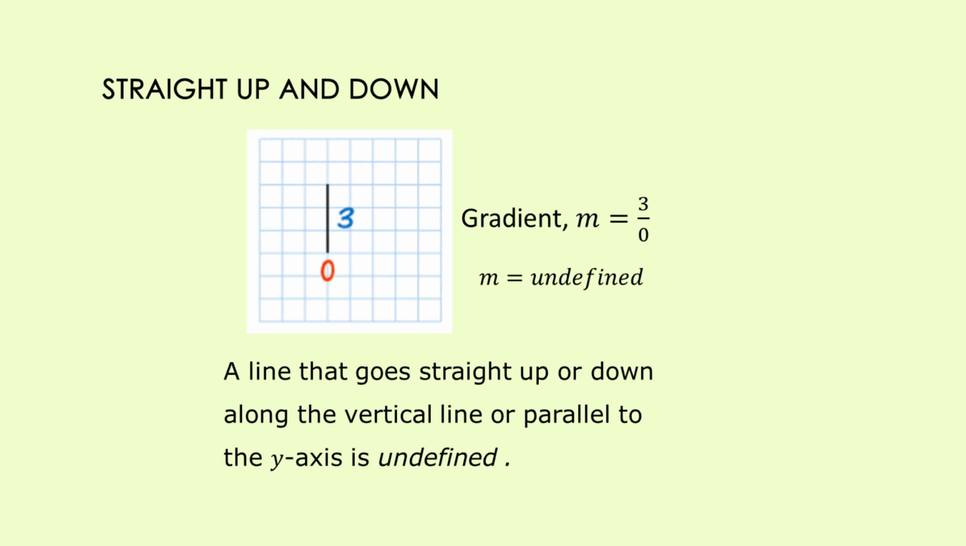Look at another diagram with a line parallel to the y-axis. Try using the ratio formula again. The gradient is m equals 3 over 0 and it's undefined. Conclusion: a line that goes straight up or down along the vertical line, or parallel to the y-axis, is undefined because we cannot divide a number by 0.